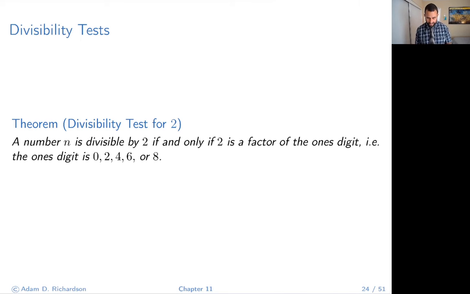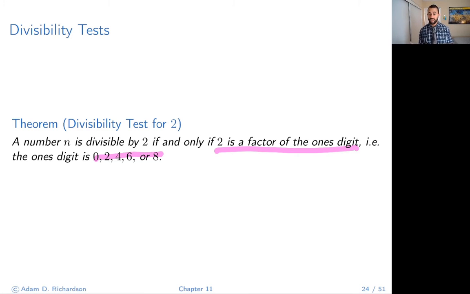All right, so this is the divisibility test for 2. It says that a number is divisible by 2 if and only if 2 is a factor of the ones digit. So in other words, the ones digit has to be a 0, 2, 4, 6, or 8. In other words, the ones digit needs to be an even number, right? So if 2 is a factor of a number, then that number is even by definition.